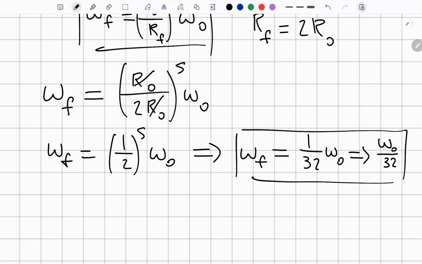So if the radius doubles, the final angular velocity, to account for the conservation of angular momentum, is going to be 1/32 of what the initial angular velocity is.